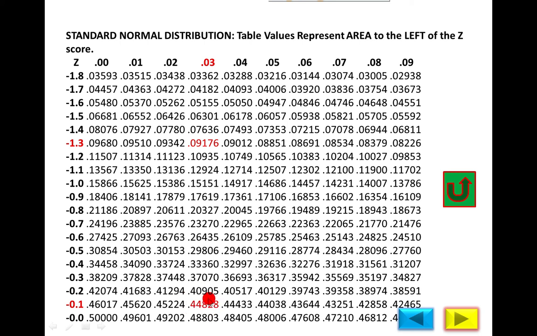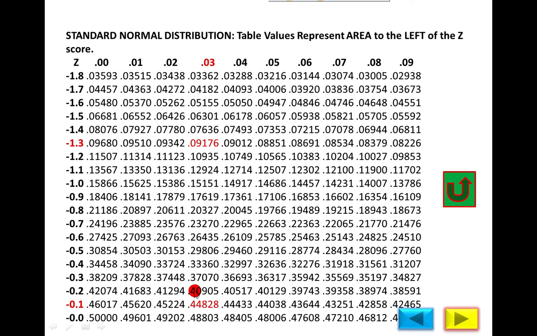Exact value is not given here. You can take the approximate value, or you can take the average of the two different values. You can take this value or this value, but both are less than, so you can take this value and this value. The value will be minus 0.13. This is the value of z.